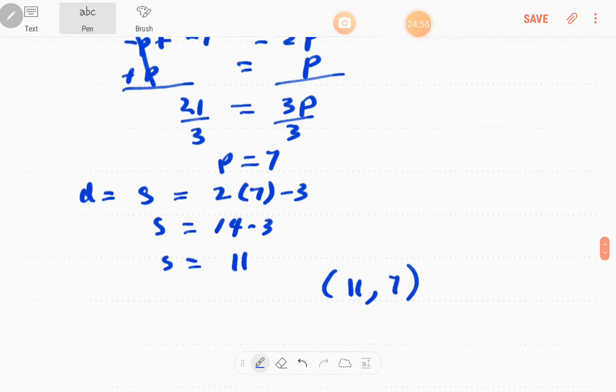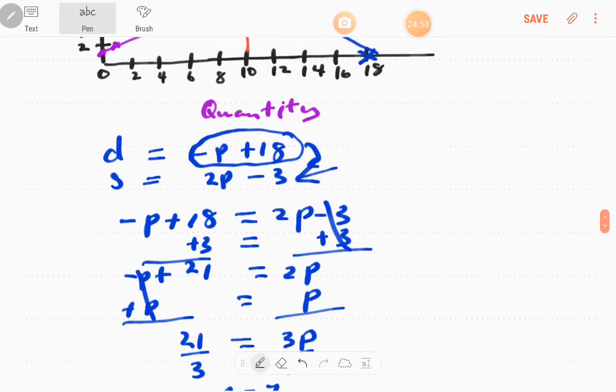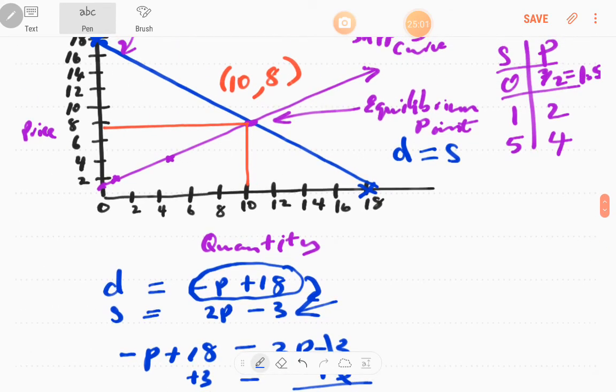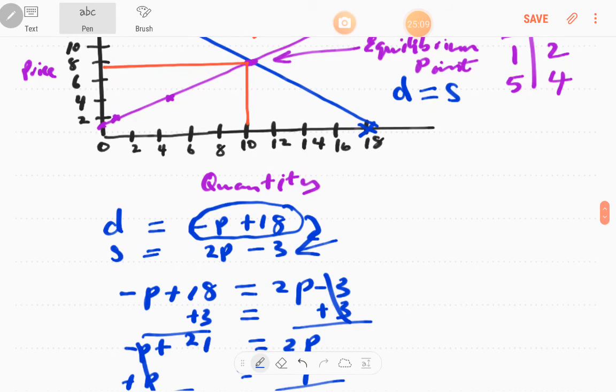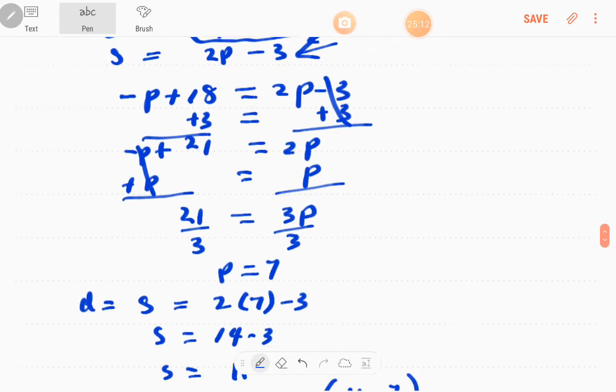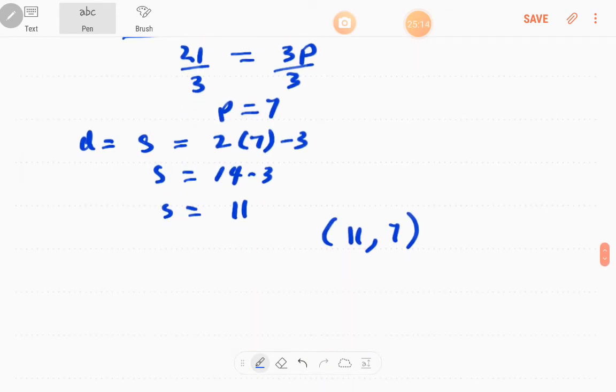Okay, so our graph was a little bit off. We had 10 and 8, so it was actually 11 and 7. All right, so that was our point of equilibrium. At this point, the quantity supplied and the quantity demanded would be 11, and the price would be fixed at 7.